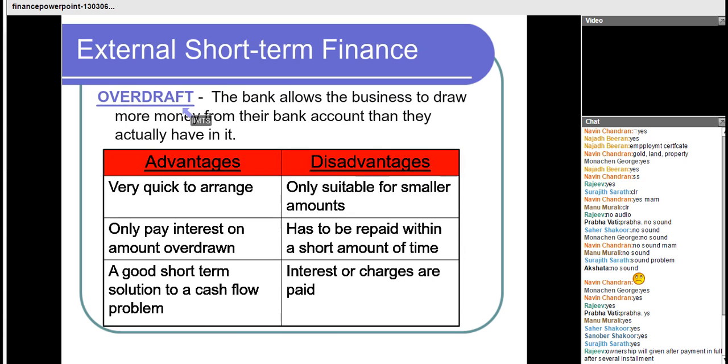Now, short-term external first is overdraft. So, in simple terms, overdraft is this. You can just read it. The bank allows the business to draw more money from the bank account than they actually have in it. The advantages are given and the disadvantages are also given.